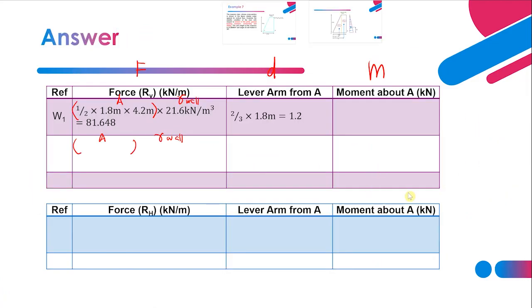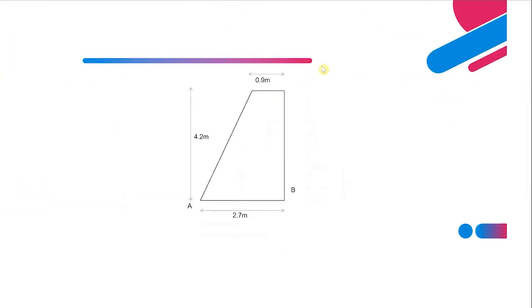Calculate the moment. You simply multiply the force, which is 81.648, by this 1.2 meter, the distance from A. So you will get the moment, which is 97.978.